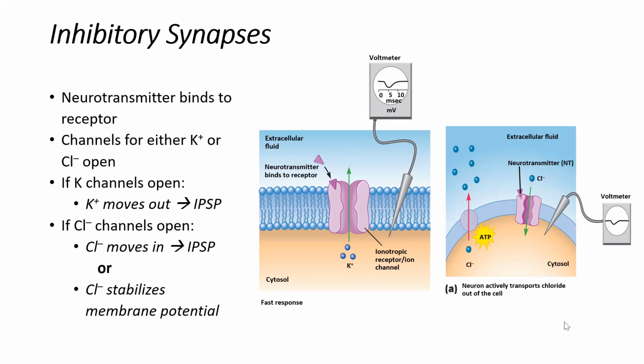If we think about neurons that do have the ability to actively transport chloride outside of the cell, so we're pumping chloride outside of the cell.